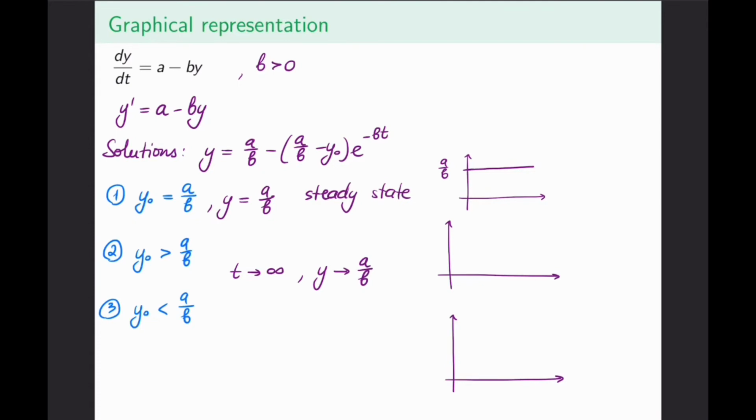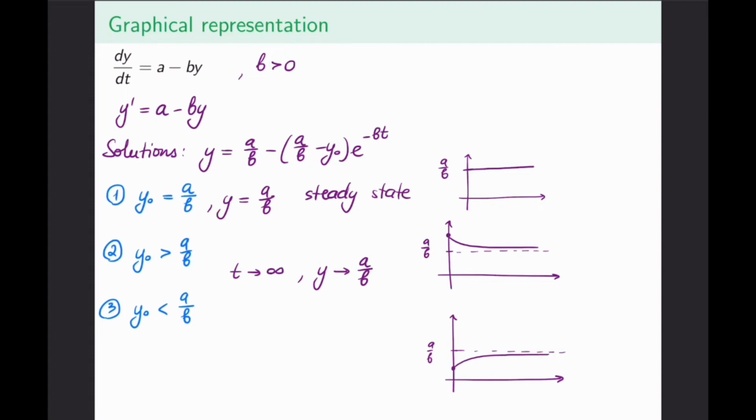So as time goes on, y approaches a over b, which means that this is the horizontal asymptote here. So I can label this on my graph and sketch a little horizontal asymptote, and then think about what the curve will look like near it. If y naught is bigger than a over b, it means that my starting point is above the horizontal asymptote, but in the long term, my curve approaches the horizontal asymptote. If y naught is less than a over b, that means that I'm starting below the horizontal asymptote, but again, as the end behavior, I approach the horizontal asymptote.